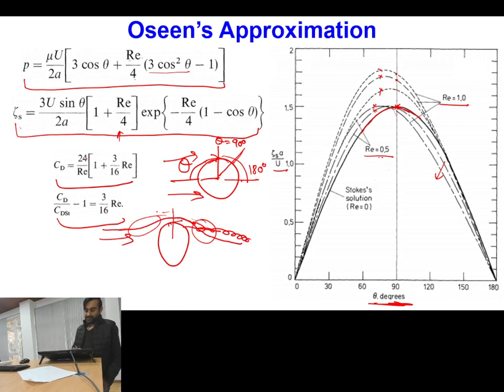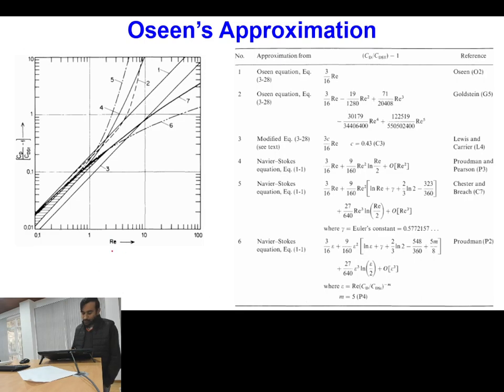Considering this, what was your Stokes drag force? 24 by Reynolds number. So now we have this 3 by 16 times Re as an additional factor which is coming because of the Oseen approximation. If you calculate CD by CD Stokes minus 1, like CD for the actual situation divided by CD for Stokes minus 1, then this is the additional factor, and this ratio for different values of Reynolds number is shown over here. You can see for Reynolds number up to 1, this ratio is very close for different solutions provided by different people, but whenever your Reynolds number is increasing, then there is significant departure from the Stokes solution.